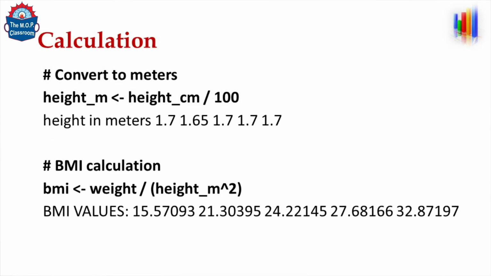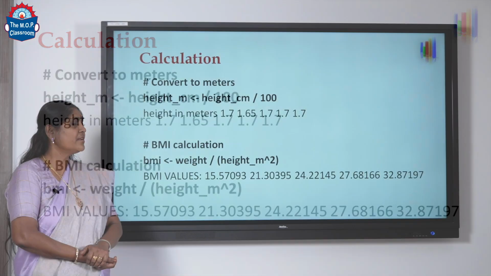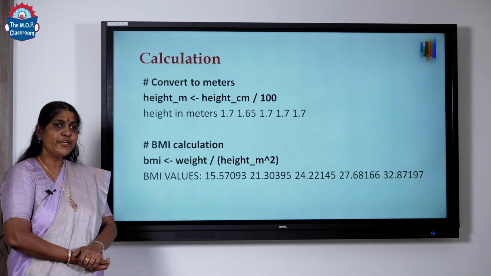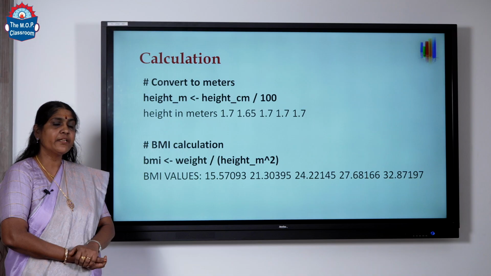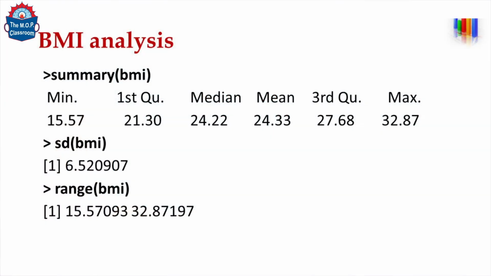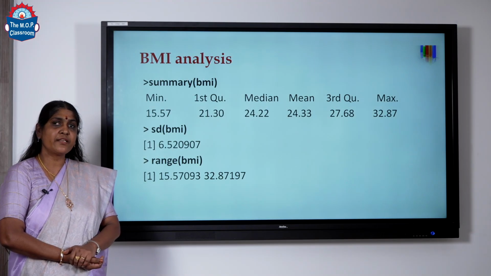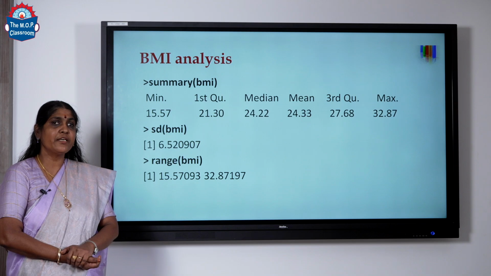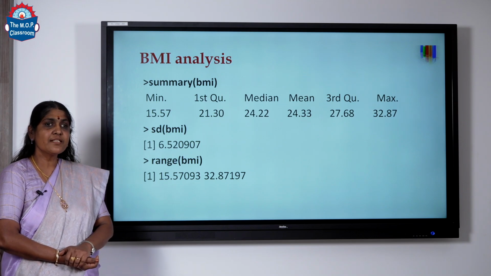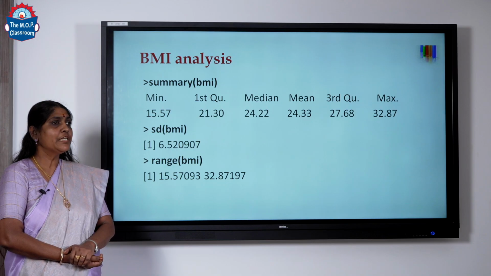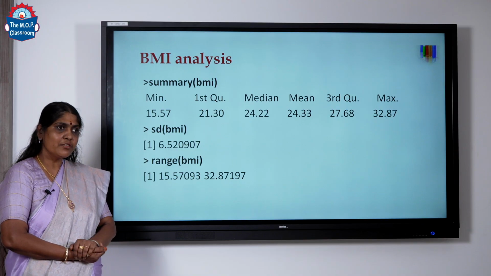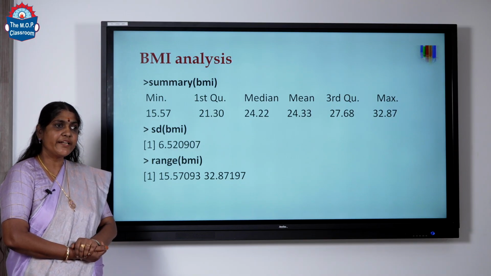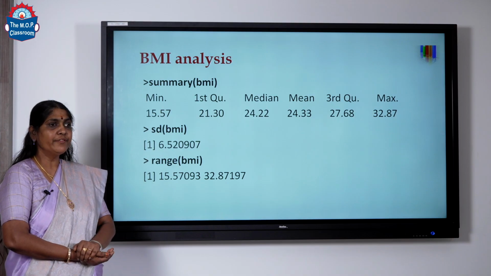Here comes the formula. The height in centimeters is divided by 100 to convert it into meters. Then we perform the BMI calculation using the formula and store it in a new vector called BMI. So now BMI is a vector on which we are performing a statistical analysis. To perform the statistical analysis together, we can make use of the function summary, which returns the highest value, the lowest value, the mean, the median, the first quartile and the third quartile, and also we can display the standard deviation and the variance of the set of information.